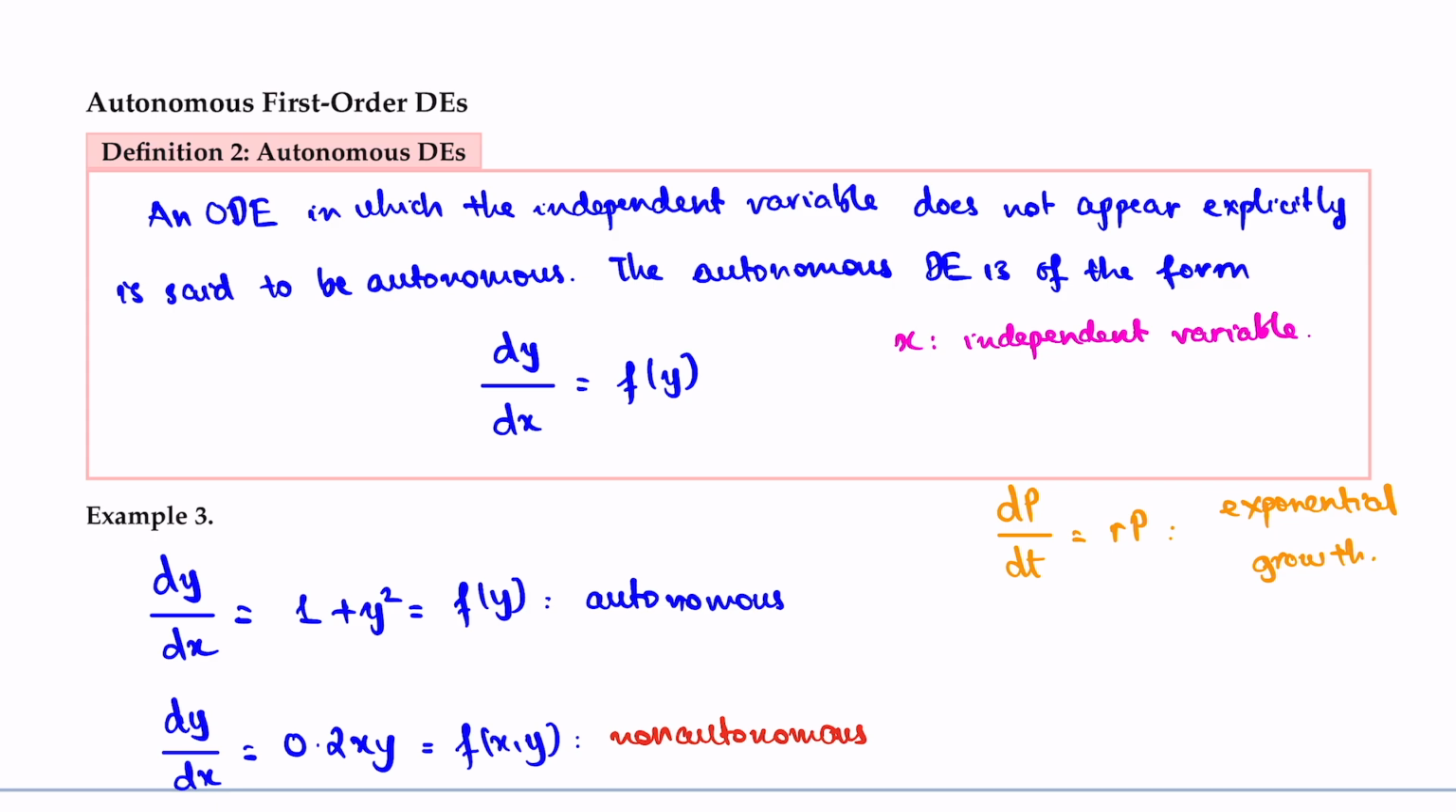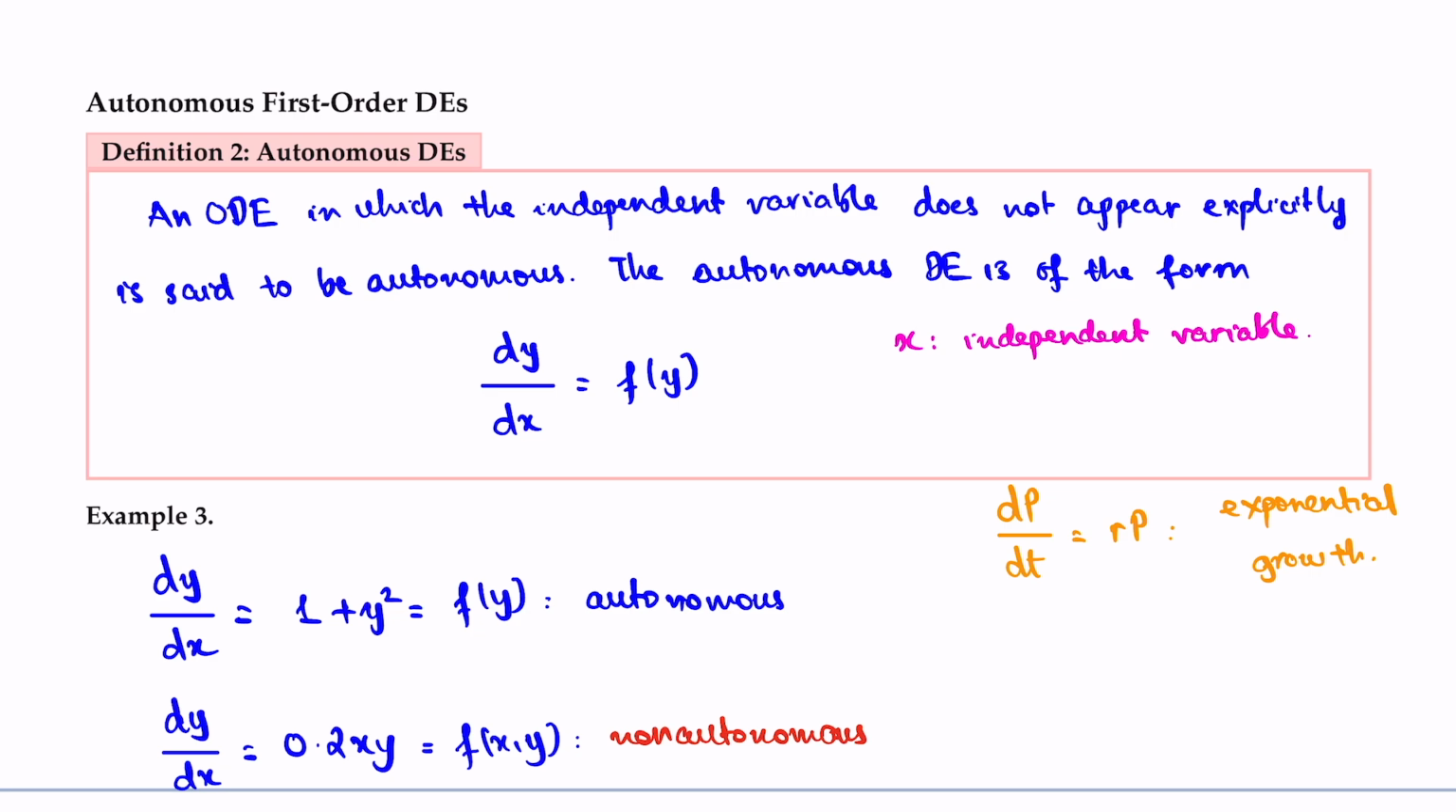So what is the definition of an autonomous first order differential equation? A first order differential equation in which the independent variable does not appear explicitly is said to be autonomous. The differential equation is written in this form: dy/dx = f(y). In this case, x is the independent variable and y is the dependent variable. For example, dy/dx = 1 + y^2. The right-hand side is a function in terms of the dependent variable only. Therefore, this equation is called an autonomous differential equation.